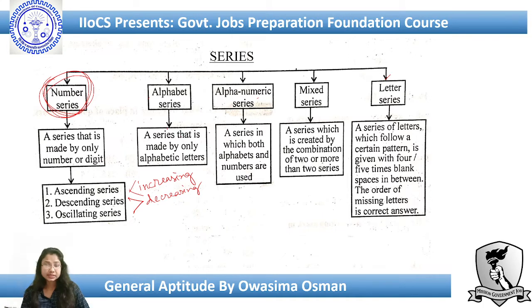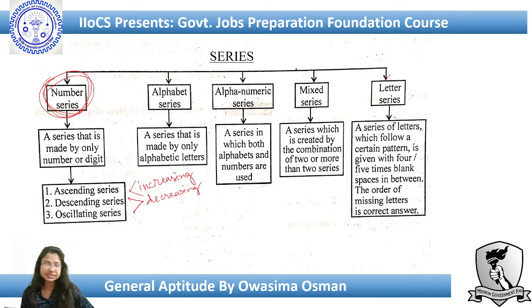Next, alphabet series. A series that contains only alphabetic letters is called an alphabet series. Next, alphanumeric series, a series that contains both alphabets and numbers. This type of series you can call an alphanumeric series.